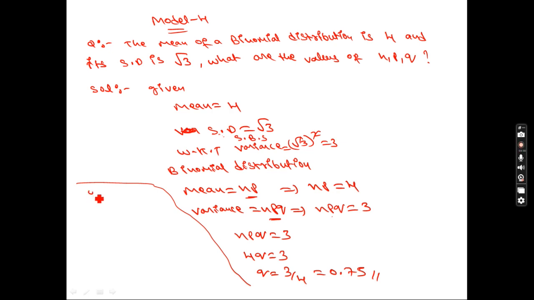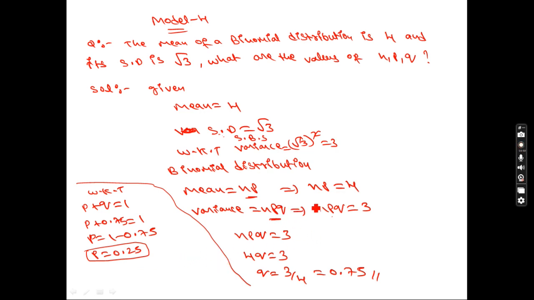We already know that p plus q, probability of success plus probability of failure, always equals 1. Already you know q is 0.75. So p plus 0.75 is equal to 1. So p is equal to 1 minus 0.75, which is 0.25. So now you know the p answer and the q answer.